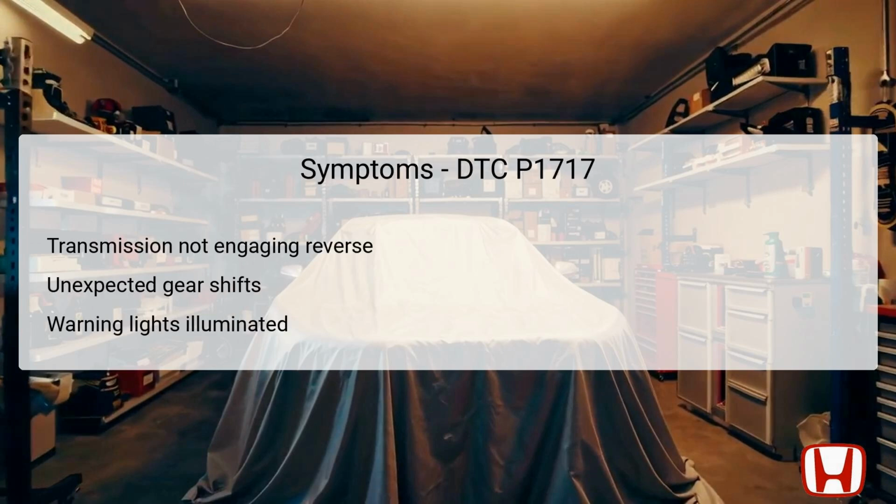Symptoms associated with DTC P1717 can include the transmission failing to engage when shifted into reverse, which is a direct consequence of the transmission range switch not sending the correct signal. Additionally, drivers may experience unexpected gear shifts while driving, as the transmission may be unable to determine its current gear position accurately due to the faulty circuit. Warning lights on the dashboard might illuminate simultaneously, providing visual cues that something is amiss in the transmission system.